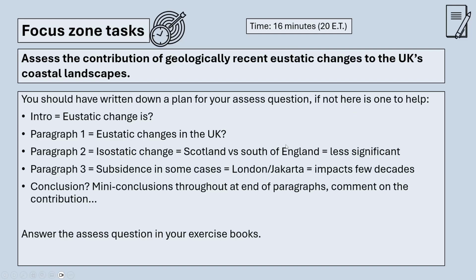Now, before we do that though, last lesson you were asked to write a plan for this essay question. What I would like you to do is have a go answering this question under time conditions. Before you answer it though, let's bug the question. So please write it down now in a notebook or your exercise book if you have not done so already.